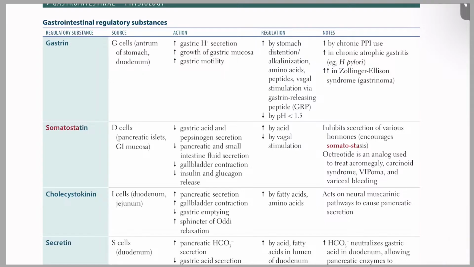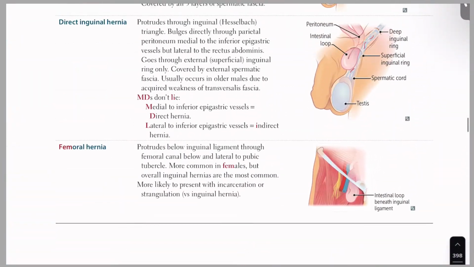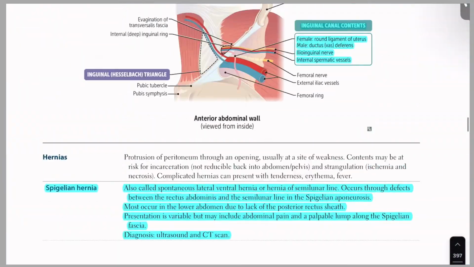Okay, two more minutes, and the new topic is gastrointestinal physiology. Gastrointestinal physiology will start tomorrow. We'll see whatever we have covered today.